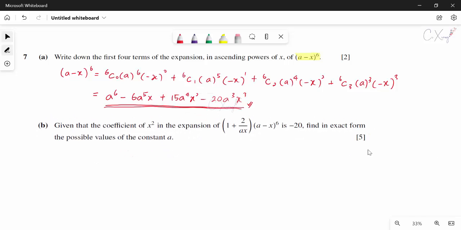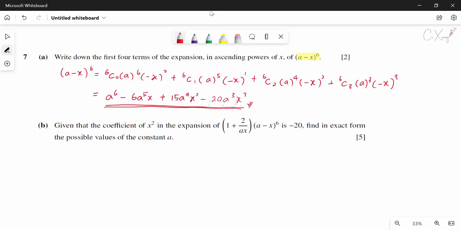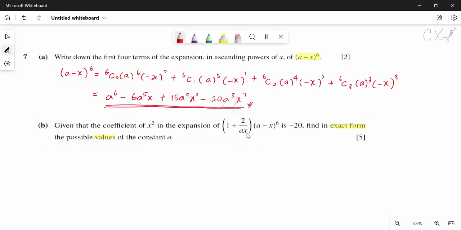Okay, so for part B, they told us that the coefficient of x squared in this expansion is negative 20. So they want you to find in exact form the possible values of the constant a. So you can see the word values, that means you have more than one answer for a. So we'll start from here first. According to this expansion, I'm having (1 plus 2 over ax) multiplied with (a minus x) power 6. So what I will do is try to substitute the binomial expansion answer that I got in part A into part B.